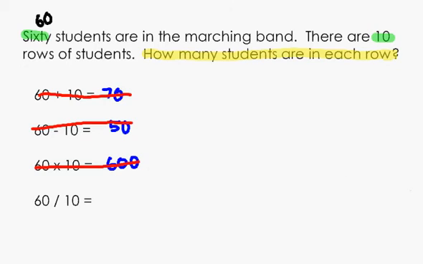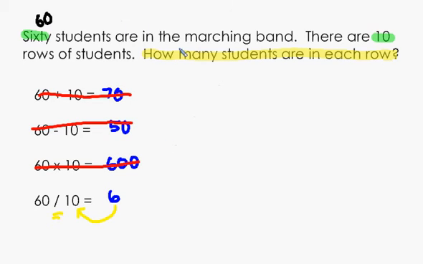Let's look at this one. 60 divided by 10. 60 divided by 10 is 6. I know that this is true because if I do the opposite, 6 times 10, then my answer is 60. 60 divided by 10 is 6. Let's check. So we guessed and tried out all of these different problems. Now let's check to see if our answer is right.